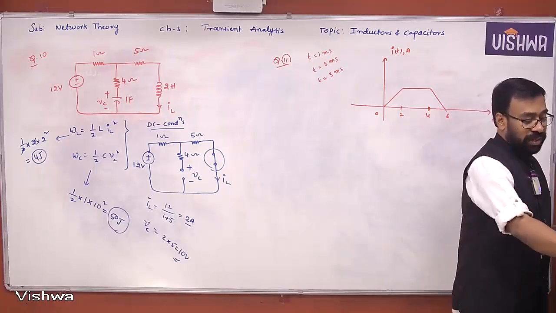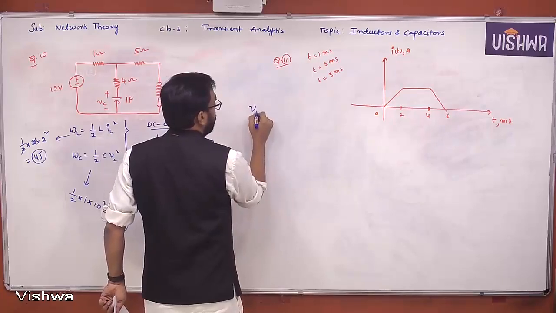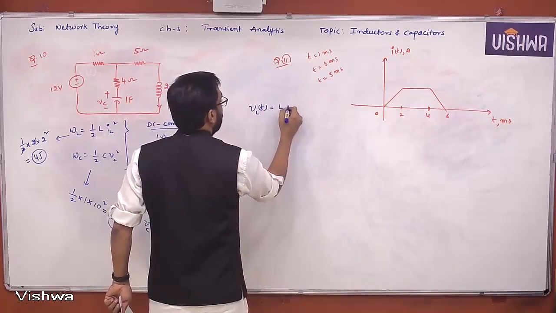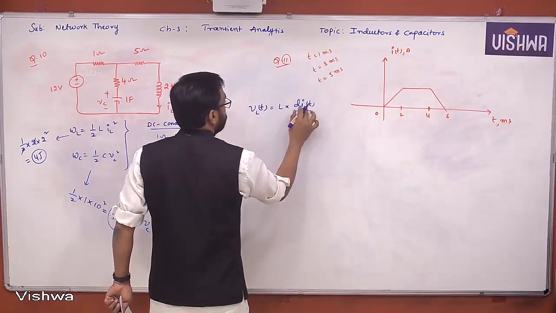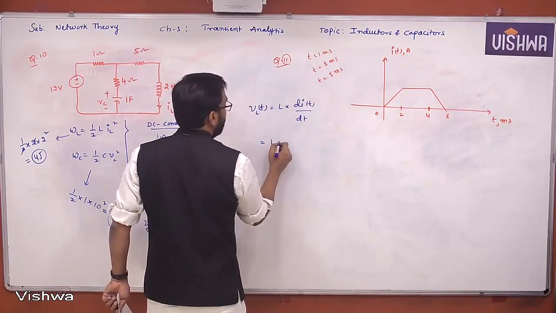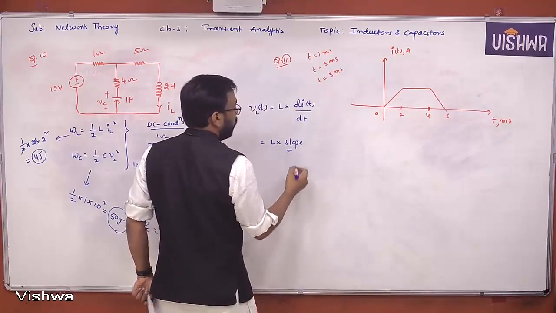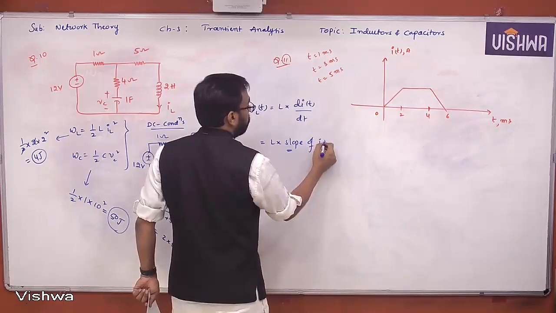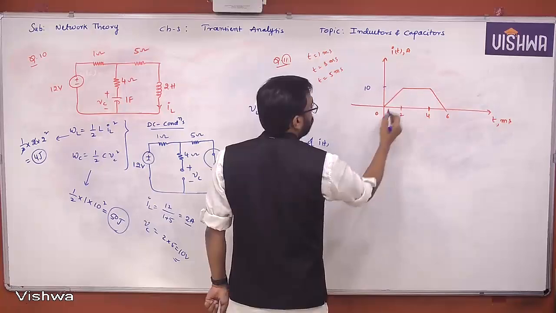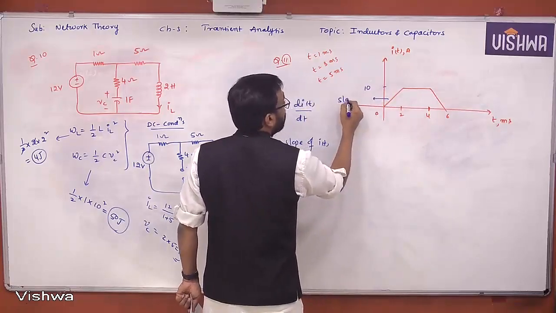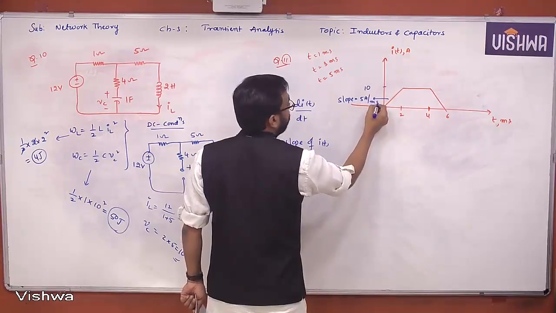What is the relation between voltage across the inductor and current through the inductor? You know that voltage across the inductor is L into dIL of t by dt. Here I is given, so it is nothing but L into slope only. So don't go for straight line equation calculation. Simply go for the slope of I of t. The peak is given as 10, so the slope is 10 by 2, 5 amperes per millisecond.